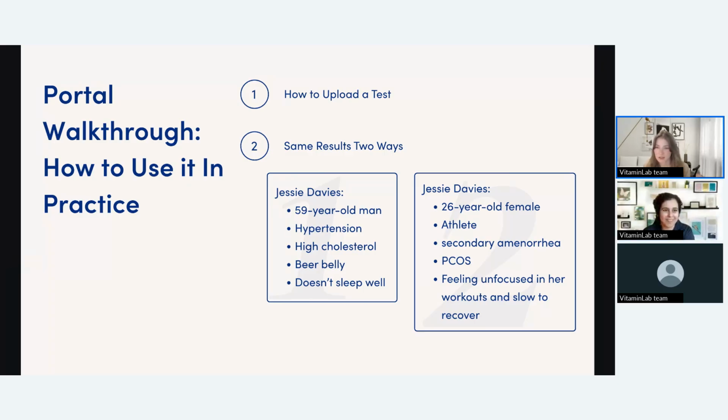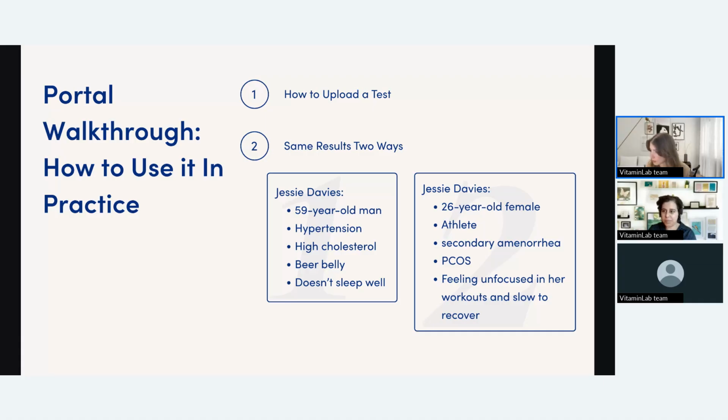Great. All right, so this second case study, another Jessie Davis. This time she is a 26-year-old female, a very avid athlete who is experiencing secondary amenorrhea along with PCOS. So she has lost her periods. Could be due to the fact that she is a high-intensity athlete, but we're thinking, let's support the PCOS first as that first layer. And then she's also mentioned she's feeling unfocused in her workouts and really slow to recover. So she's feeling a bit drained. And as well, she is taking some probiotics and some vitamin D on the side.